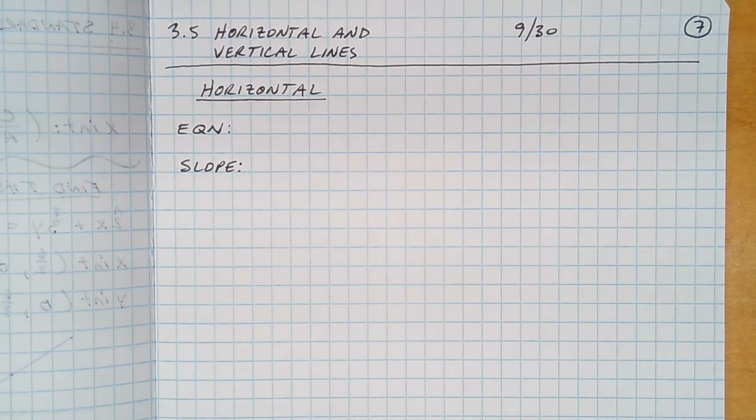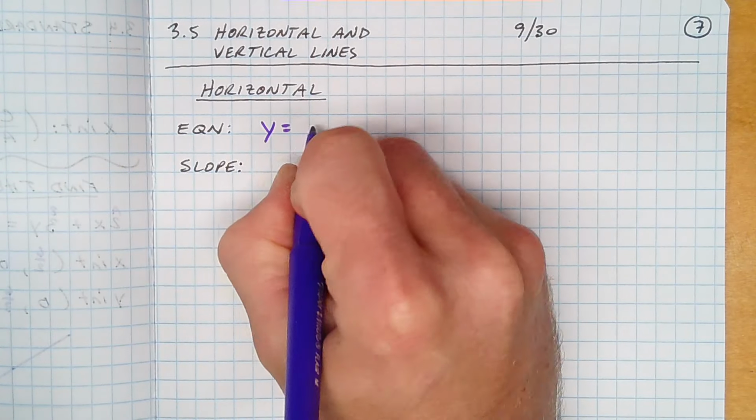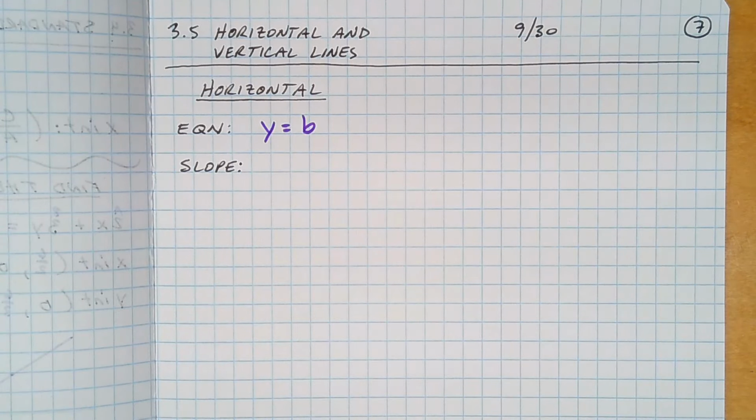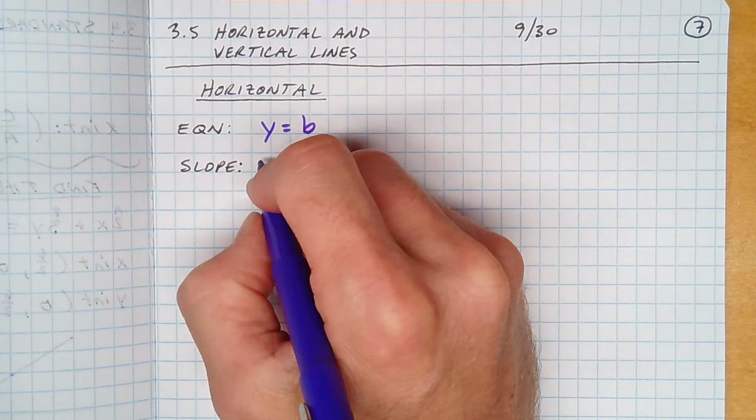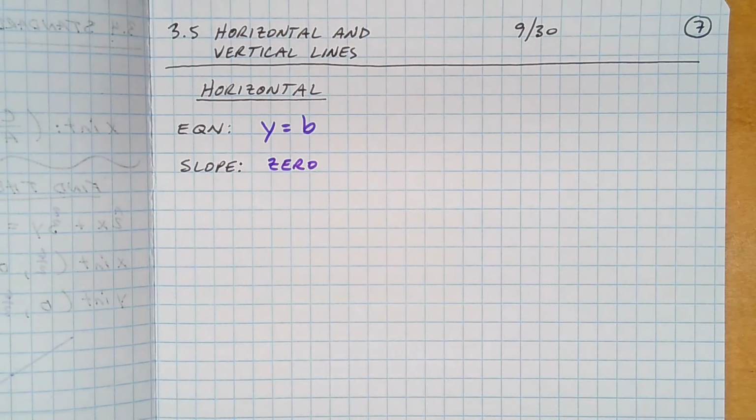Alright, so let's start with some facts about horizontal lines. First off, the equation of a horizontal line is always written in the form y equals b. Notice there's no x in this equation. It's just y equals a constant, a number. And the slope is always 0, right? Because it's a horizontal line.